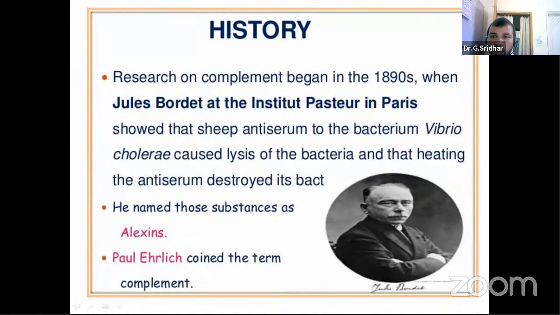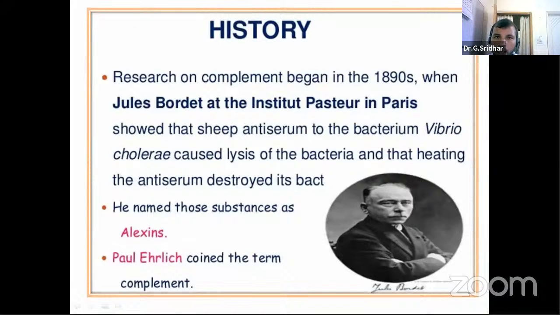What he did was take the anti-serum of the sheep against the bacteria Vibrio cholerae. When he added the sheep anti-serum to the cholera bacterial culture, he observed lysis of the bacteria. Then, once again, he heated the anti-serum isolated from the sheep and added it to the bacterial culture. Then he did not observe the same lysis.